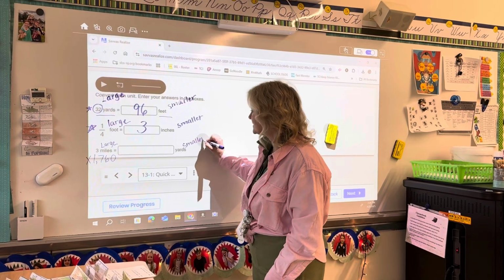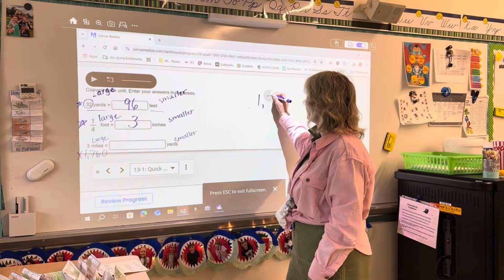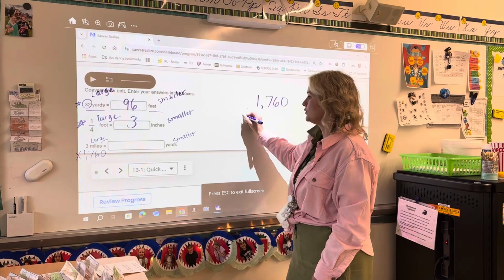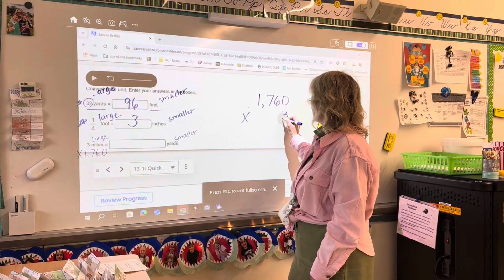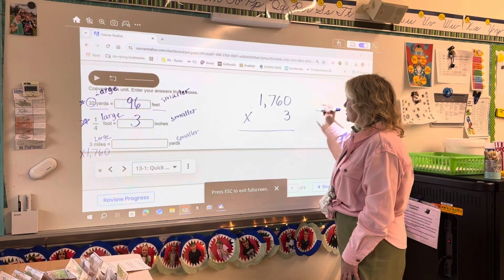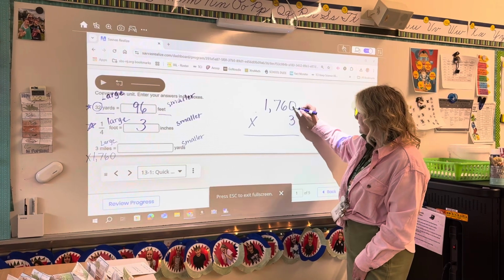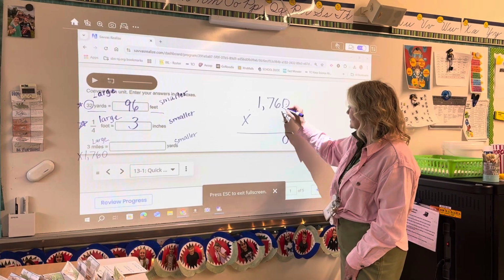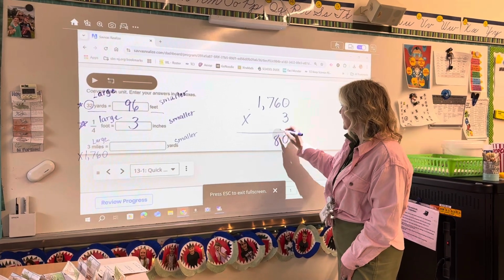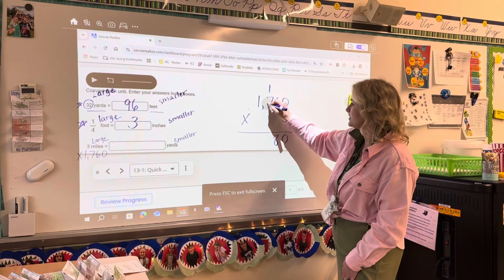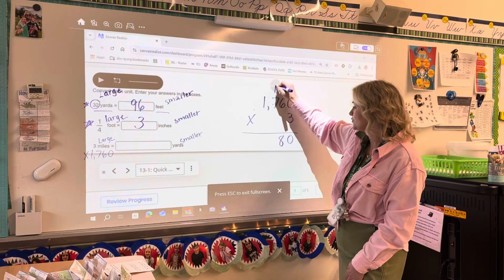And on a separate piece of paper, we will put the larger number on top and multiply by 3. They should be touching each number as they multiply. 3 times 0, 0. 3 times 6, 18. Drop the 8, carry the 1. 7 times 3, 21. Add 1, 22.